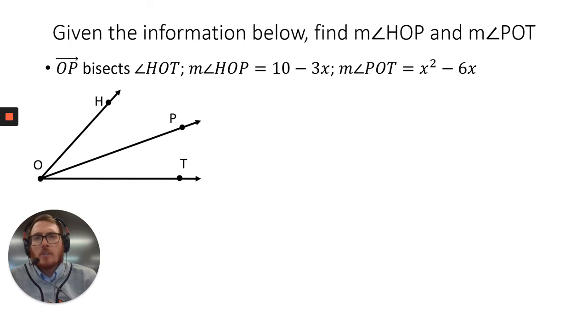The next question says use the information below, find the measure of angle HOP and the measure of angle POT. The information given to you is that ray OP bisects the big angle HOT. And then measure of angle HOP, which is this top one, is 10 minus 3x. And the measure of angle POT is x squared minus 6x. Again, I'll give you a minute or two to solve that question, and then we'll come back and find the solution.